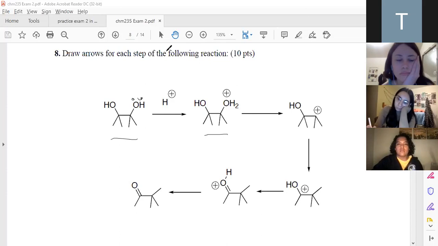And so when we do these reactions, we always think about what the electrons are going to do. So we have to start with an electron source. So this lone pair is going to grab that hydrogen like that. Okay, that is going to be my first step.